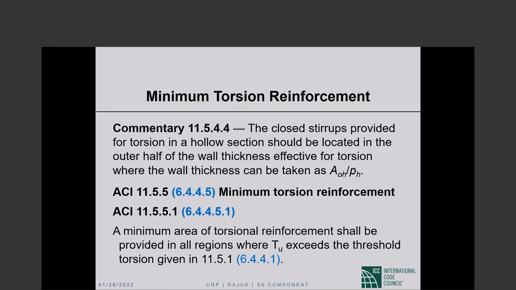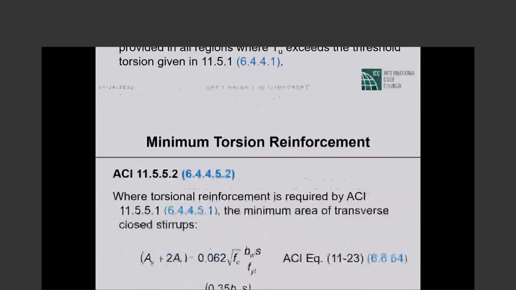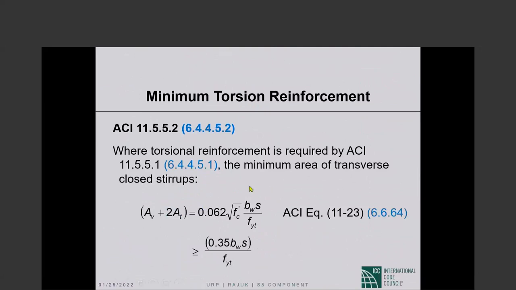A minimum area of torsional reinforcement shall be provided in all regions where T sub U exceeds the threshold torsion. This is extremely important. Minimum area of torsional reinforcement wherever T sub U exceeds the threshold torsion. The minimum is pretty much the same as the minimum shear reinforcement, same or similar expressions, but here it is two legs of torsional reinforcement and the shear reinforcement area. That's what the minimum applies on.